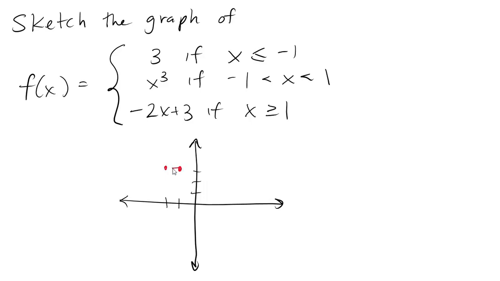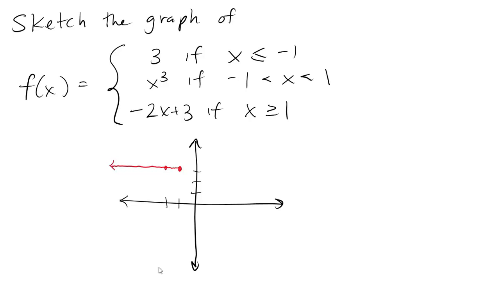And on this left side, we're going to get a horizontal line. That's the line y equals 3. But it stops at x equals negative 1 because that's where that rule ends. As soon as we get past negative 1, we switch to the second rule. And that second rule happens to be one of our library functions. It's f of x equals x cubed. It only applies from negative 1 to 1, and it doesn't even include those bounds.